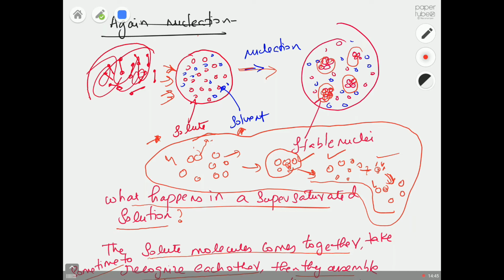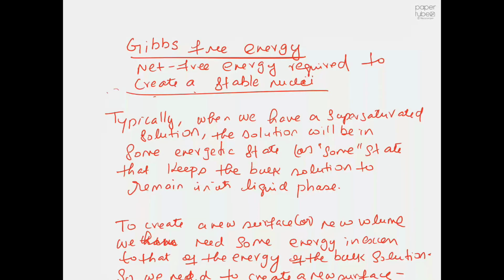So let's go to the derivation part. Let's derive this net free energy required to create a stable nuclei. You have to have a lot of imagination, only then can you understand this topic. If not, it's going to be very tricky. So I will go a bit slow.